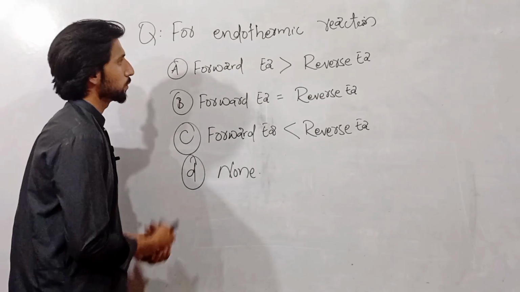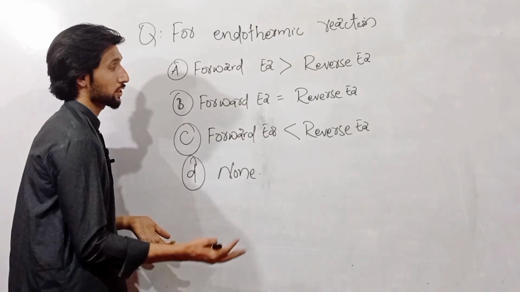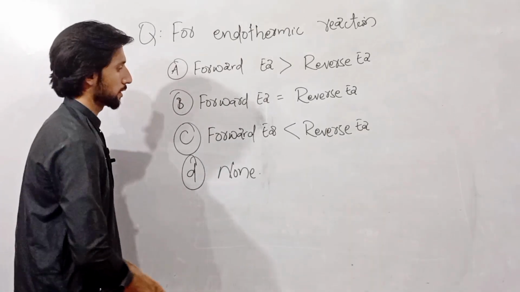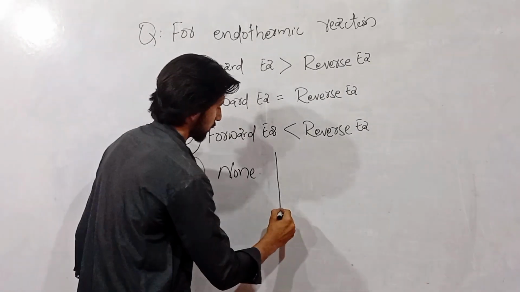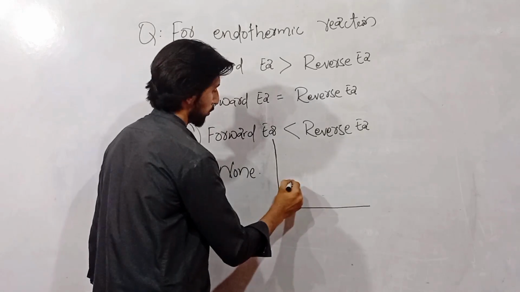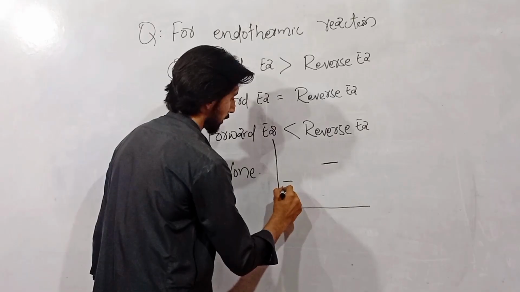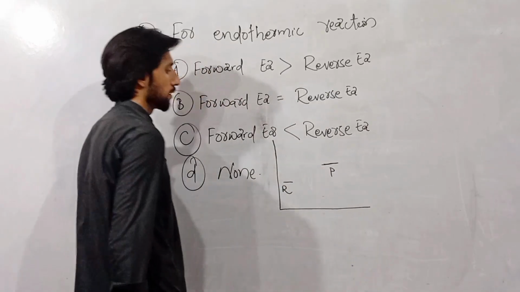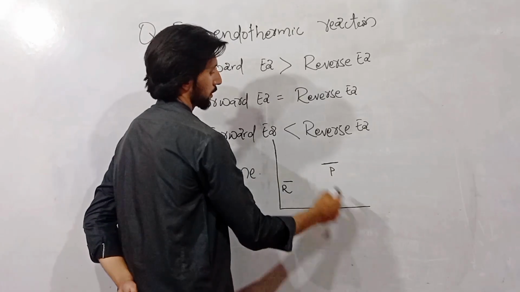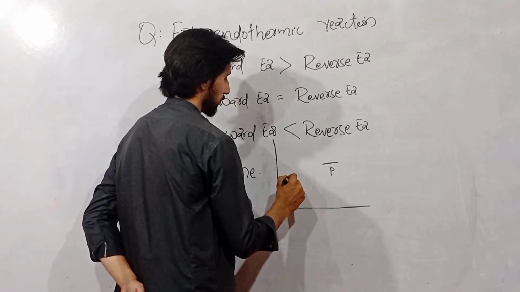For an endothermic reaction, we have to mark the activation energy. If the activation energy for the forward reaction is greater, or the reverse is greater, or both are equal, or none of these is the relation. So we have to draw the potential energy diagram for both endothermic as well as exothermic reactions. Suppose these are our reactants and these are our products. For endothermic reactions, the products are at a higher energy state than reactants. So our energy profile will go like this.